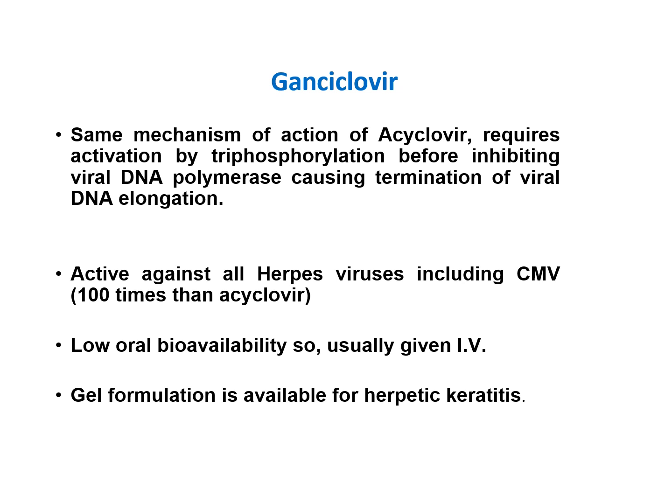Also, it is used in the treatment of immunocompromised patients who have herpetic or vaccinia keratitis and keratoconjunctivitis. To talk a little bit about ganciclovir, we mentioned it in the previous slides. It has the same mechanism as acyclovir, so it requires activation by triphosphorylation before it can either inhibit the viral DNA polymerase or cause termination of the viral DNA elongation. It is active against all herpes viruses, including cytomegalovirus, and it's 100 times more effective than acyclovir in the treatment of cytomegalovirus. It has a low oral bioavailability, so usually it's given IV. It can also be used as a gel formulation for herpetic keratitis.